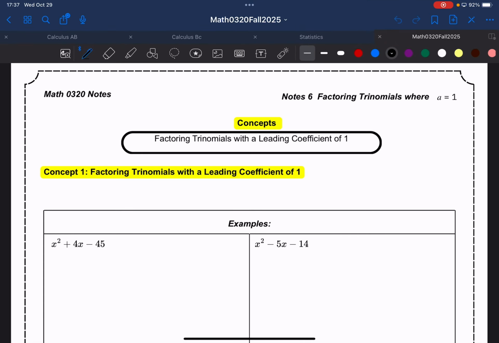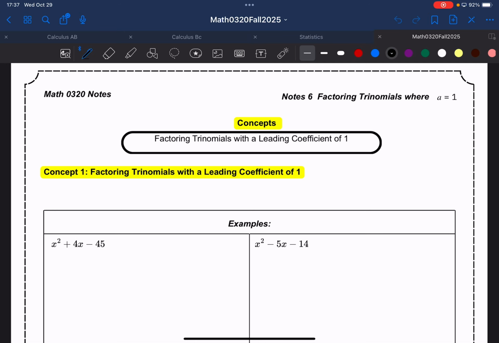Okay, so note 6 is over factoring trinomials when a is equal to 1. Remember I talked about yesterday everything that we were doing with taking out the GCF and learning how to factor out binomials was going to help us to the big topic here, which is factoring trinomials.